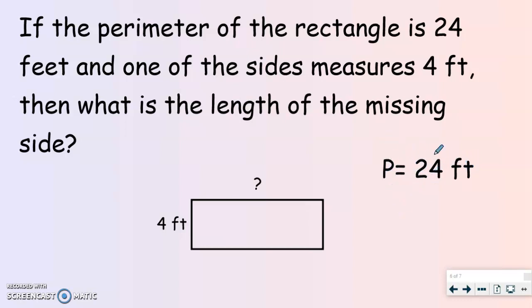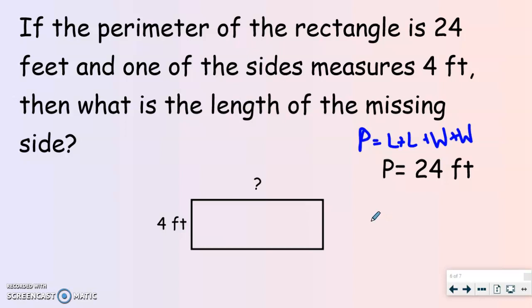So let's review the formula for perimeter. It's the length of all the sides. So length plus width plus length plus width. So I have my width here is 4. And I know my perimeter is 24 feet. So I'm going to just plug those numbers into my formula.